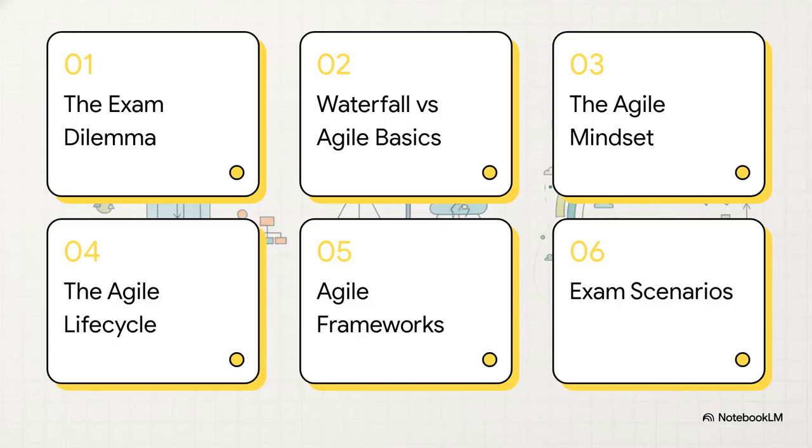Here's our quick game plan for today. We'll hit 1. The exam dilemma, 2. Waterfall versus Agile basics, 3. The Agile mindset, 4. The Agile life cycle, 5. Frameworks under the umbrella, and finally, 6. Exam scenarios and our decision framework.